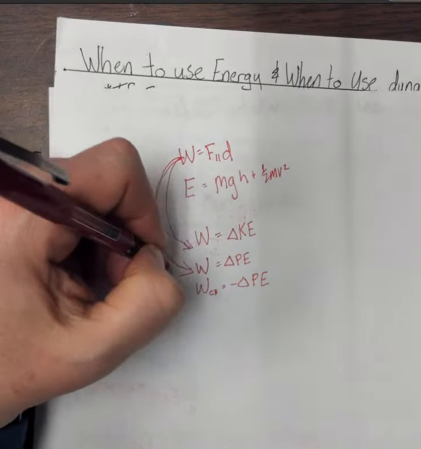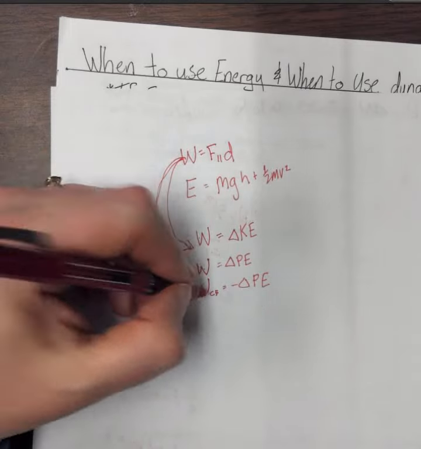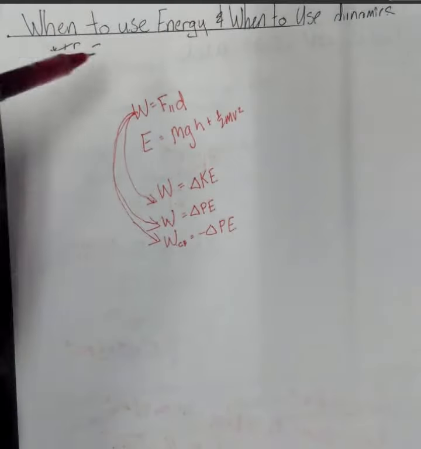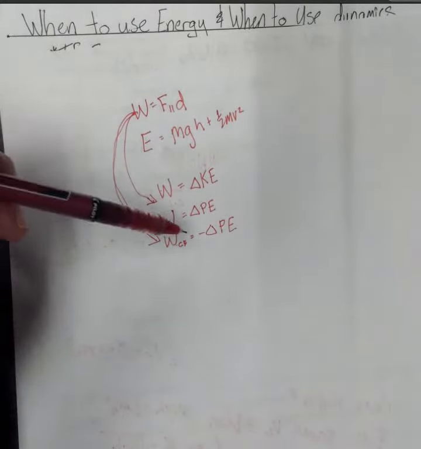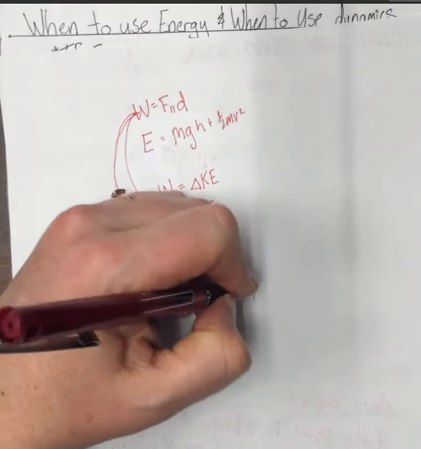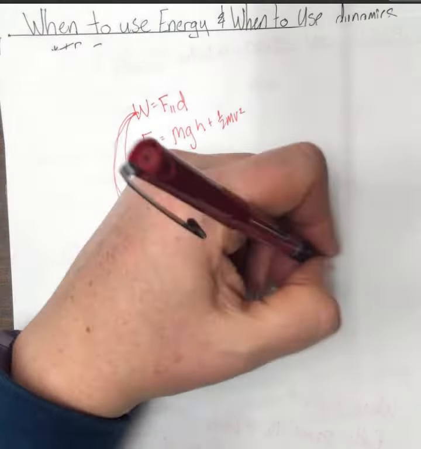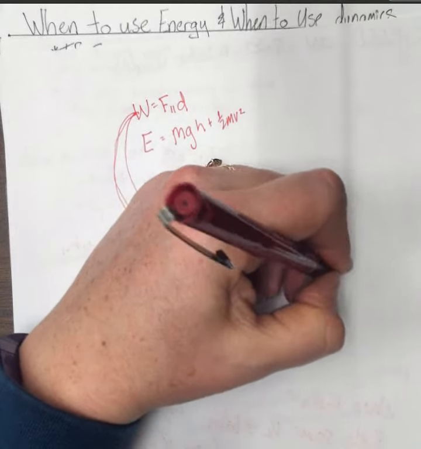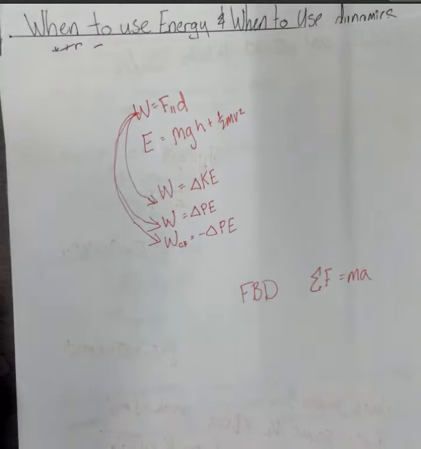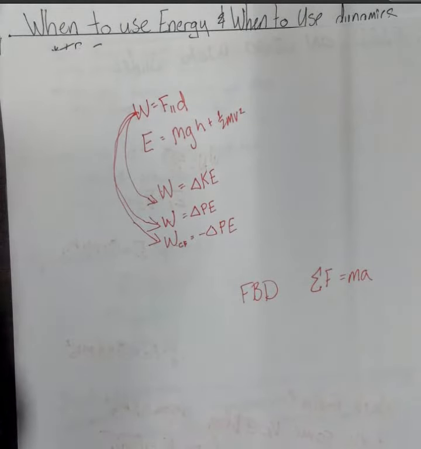So we could plug in force times displacement for any one of these works as long as we were using the net force experienced. Then you might be wondering, well, why can't I just solve using dynamics? Why can't I draw a free body diagram? And why can't I find my net forces and set them equal to mass times acceleration and then solve? And the truth is that you can if you want to. There's nothing wrong with it.